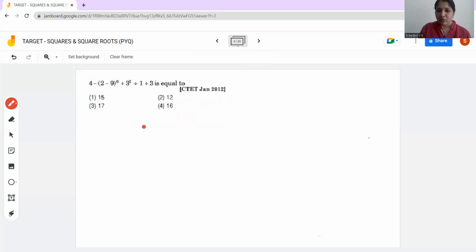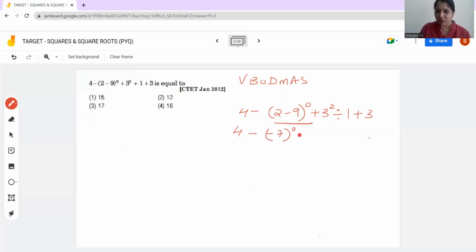Next question. 4 minus (2 minus 9) to the power 0 plus 3 square divided by 1 plus 3. So here you have to remember the BODMAS rule: bracket, order, division, multiplication, addition, subtraction. If a vinculum is there, we can also call it BODMAS. So first the bracket should be simplified. 4 minus 2 minus 9 is minus 7. Minus 7 to the power 0 plus 3 square divided by 1 plus 3. Then any number to the power 0 will give you 1 as the answer.